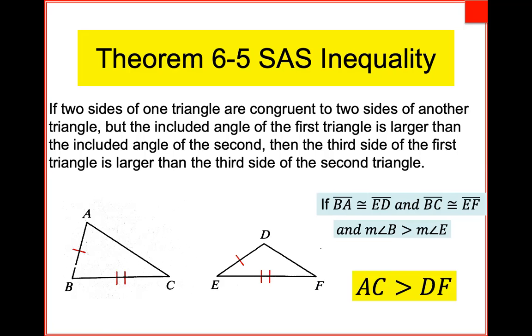I got to be careful. The last thing I said was that therefore the side opposite the larger angle is the largest of the two triangles. Well, compared to those two sides. So I don't know if AC is bigger than AB or BC. I don't know that. But I do know that compared between the two triangles, AC is bigger than DF. There, I said it accurately that time.